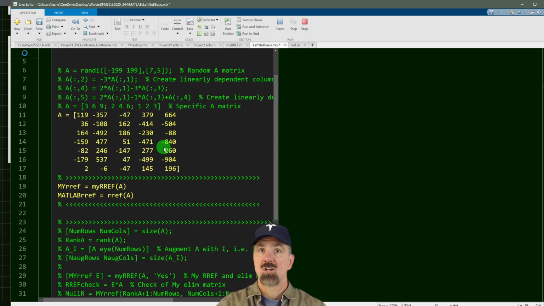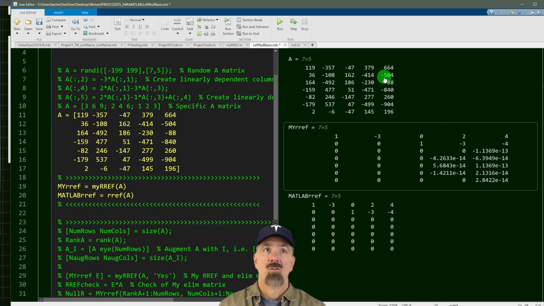So this is going to be our run right here. Let me just orient you. We have the A matrix here. I've echoed that back. And then I've run two RREF programs. One of them is my RREF program, very similar to what you did for project number one. You're going to need to use the RREF that you created for project number one when we are looking at finding the basis for the left null space. More on that later. And then I've also run MATLAB's RREF down here.